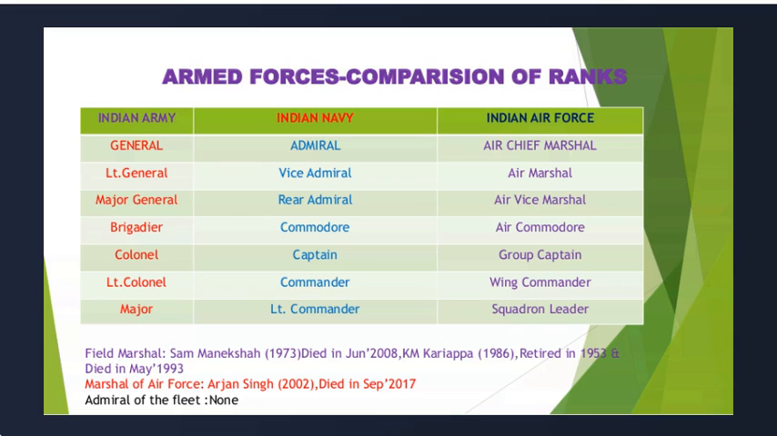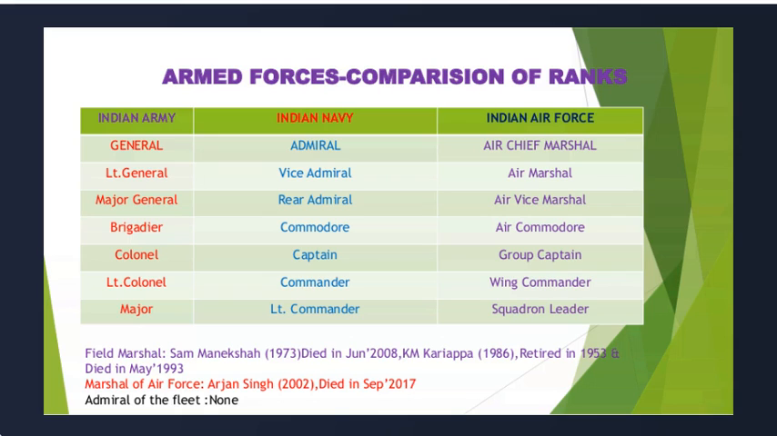Air marshals: there are 5 operational commands for the Air Force, and at the 5 operational commands, there are 5 air marshals. Below ranks in the Army are Major General, Brigadier, Colonel, Lieutenant Colonel, Major. Below that, there are 2 more ranks. In the Navy: Admiral, Vice Admiral, Rear Admiral, Commodore, Captain, Commander, Lieutenant Commander. In the Indian Air Force: Air Chief Marshal, Air Marshal, Air Vice Marshal, Air Commodore, Group Captain, Wing Commander, Squadron Leader, right? So these are the equivalent ranks.